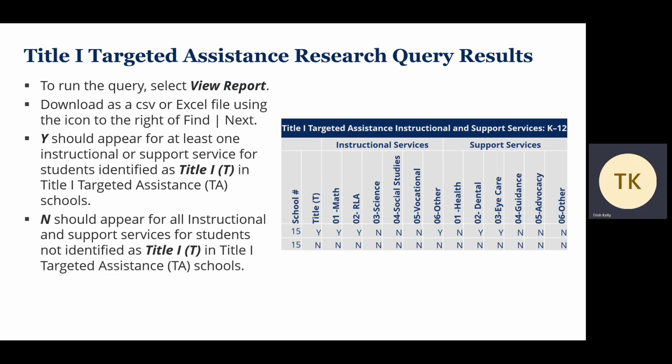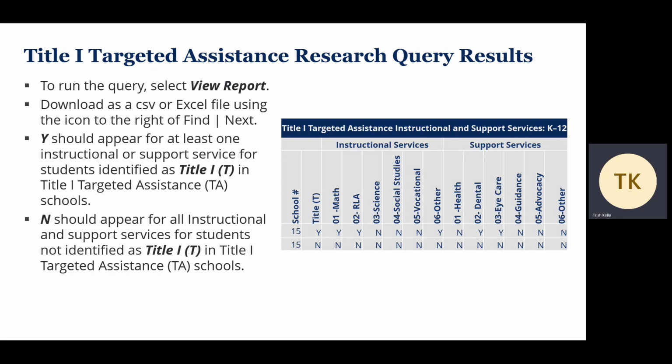And what you should see is a Y for at least one instructional or support service for students identified as Title I T in Title I targeted assistance schools. And then N should appear for all instructional and support services for students not identified as Title I T in Title I targeted assistance schools.